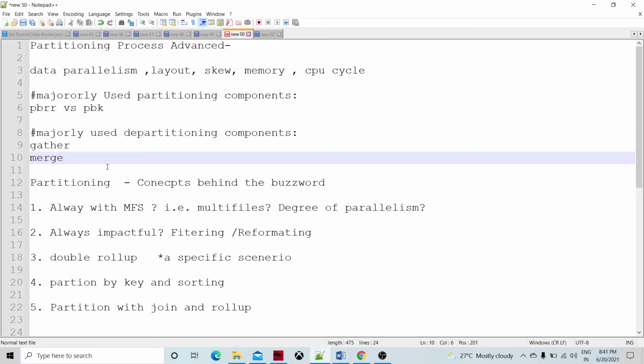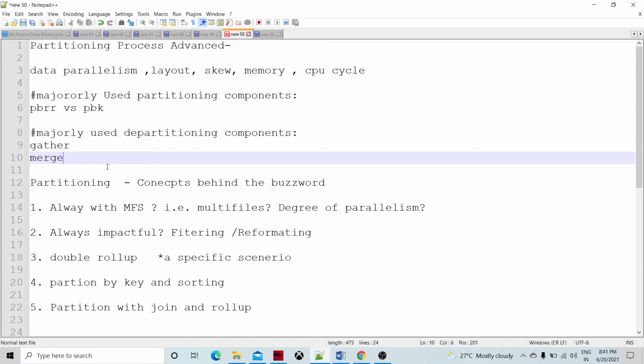Then there is memory. Memory comes into the picture because whenever we are processing in parallel, we need much more memory, so we also need to think of how best we can utilize the available memory. And then CPU cycles: how best we can use the different nodes and have them working in parallel.